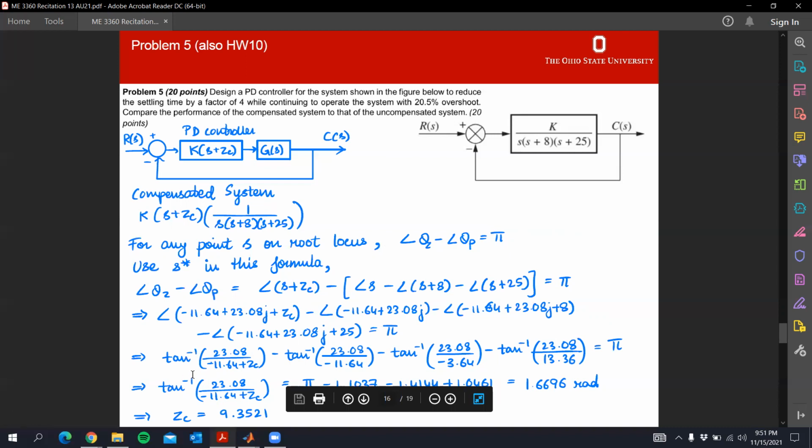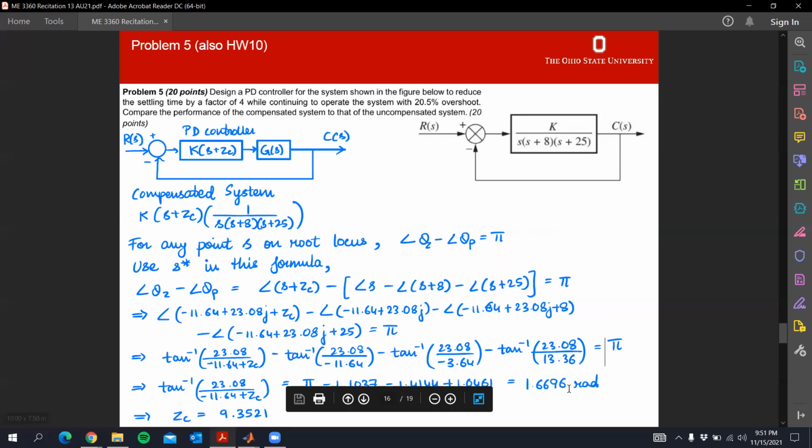There is only this one tan inverse function that we cannot calculate, because we do not know the z. But all of the others we could evaluate, and we end up with this over here. So we end up with 1.6696 radians for tan inverse of this function here.